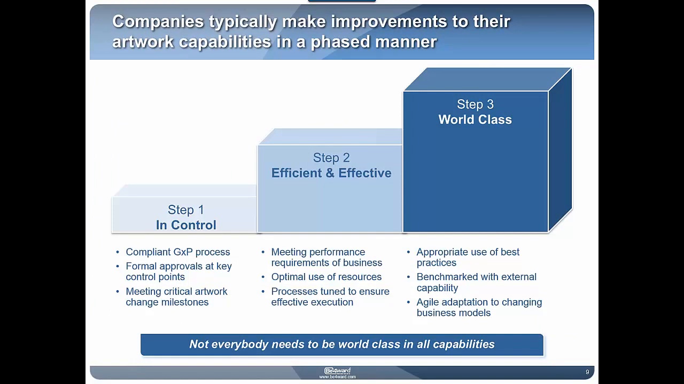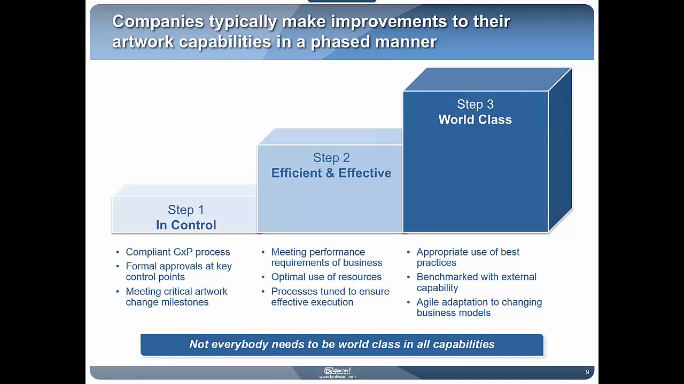What we typically see is companies moving through 3 levels of capability. So at a first level, it's about getting control. It's about having compliant processes. It's about having those key control points in place. It's about getting stuff out to the market on time. Whilst you can do that, it's not necessarily efficient and effective. So you can do that with lots of running around and lots of noise, but the next step of capability really is starting to be able to plan effectively and use your resources effectively.